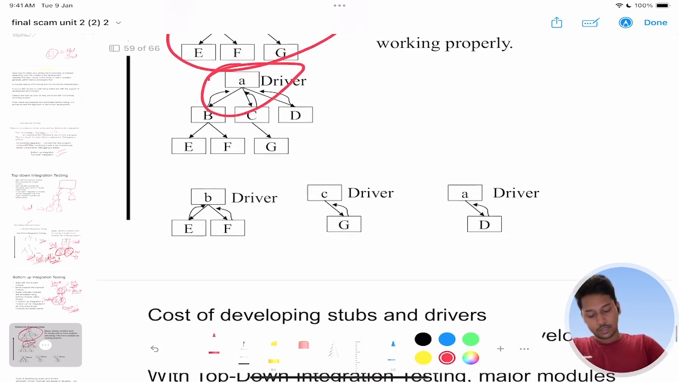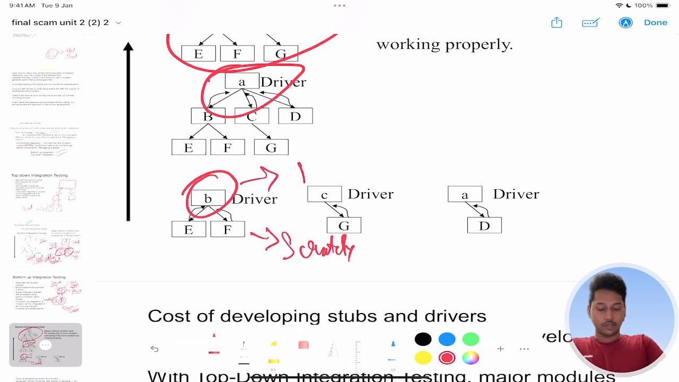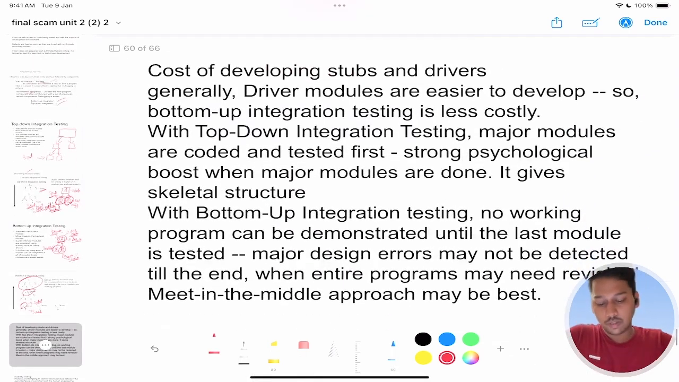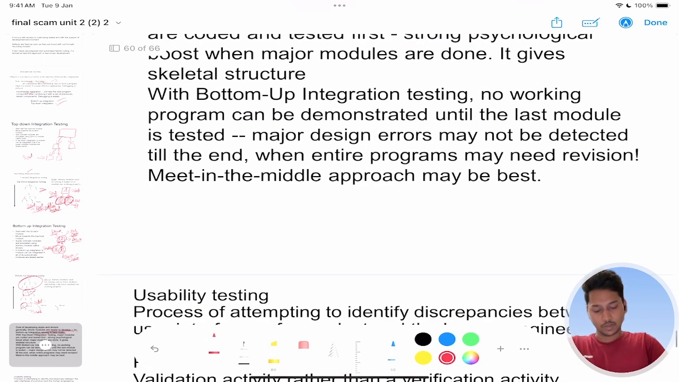These are scratch modules, and a driver is used. It doesn't contain all the functionality, it just gives input, nothing else. Now, regarding the cost of developing stubs and drivers, generally drivers are easy to develop. So bottom-up integration testing is less costly. Okay, nothing much about it.